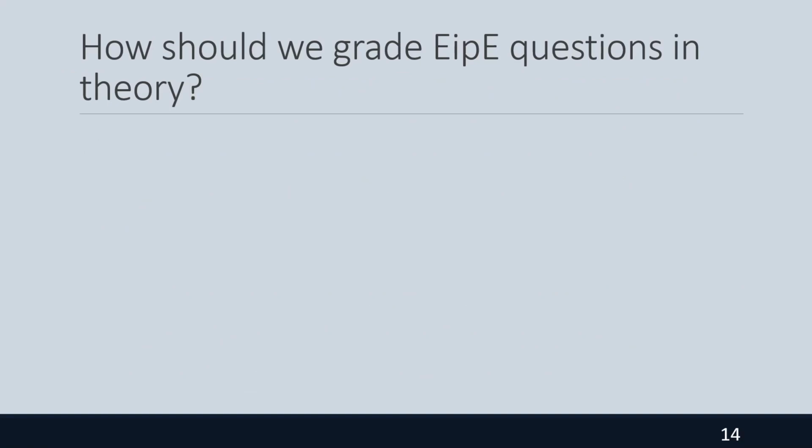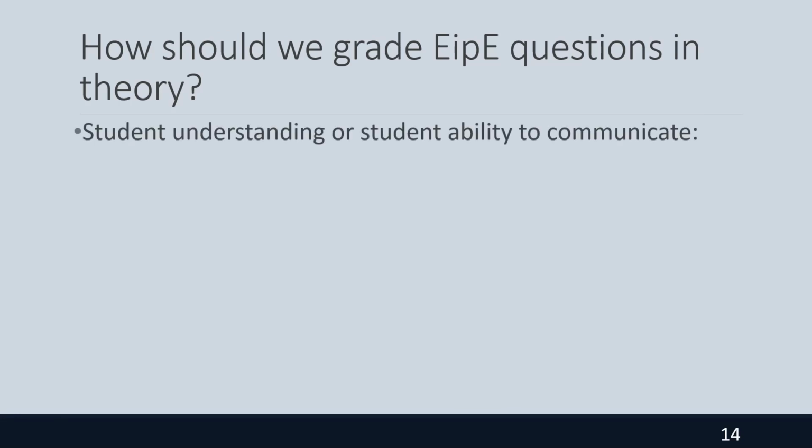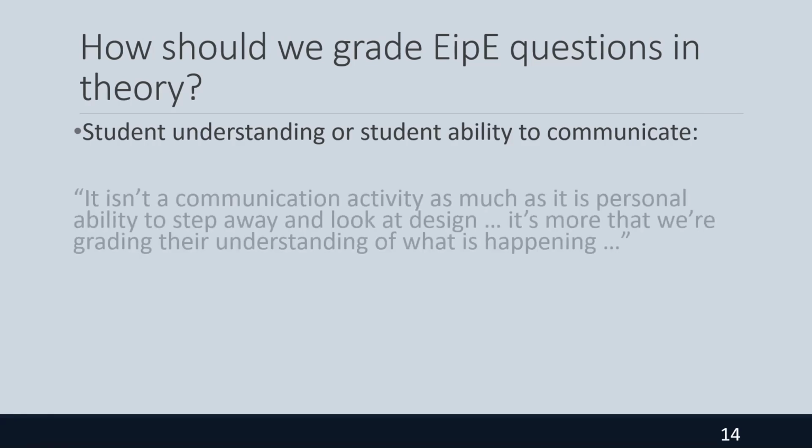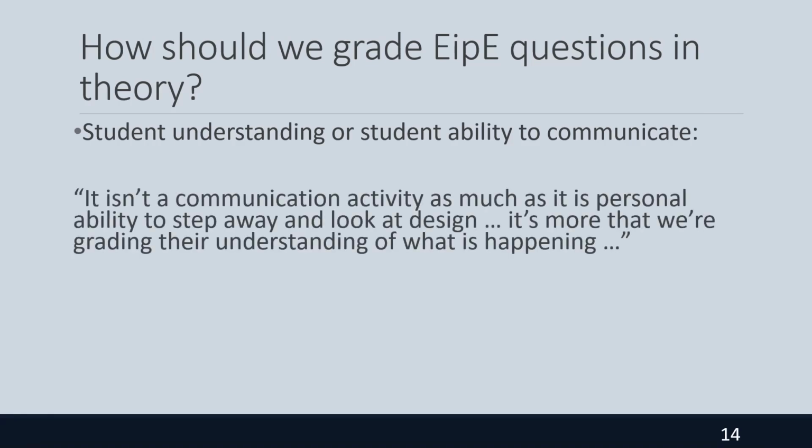Let's move on to grading EIPE questions in theory. There were two schools of thought on how to grade questions in theory. Grade student understanding or grade student ability to communicate. The first is exemplified in this quote. "It isn't a communication activity as much as it is a personal ability to step away and look at design. It's more that we're grading their understanding of what is happening." That was about half of the respondents.